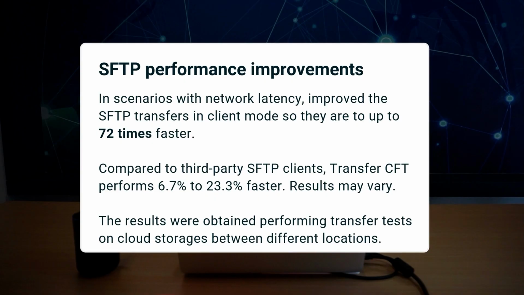CFT December release now has a major SFTP performance improvement in client mode when dealing with network latency. In this type of scenario, the improved SFTP transfers are up to 72 times faster. Compared to third-party SFTP clients, Transfer CFT performs between 6.7% and up to 23.3% faster. The results may vary. The results were obtained performing transfer tests on cloud storages between different locations.